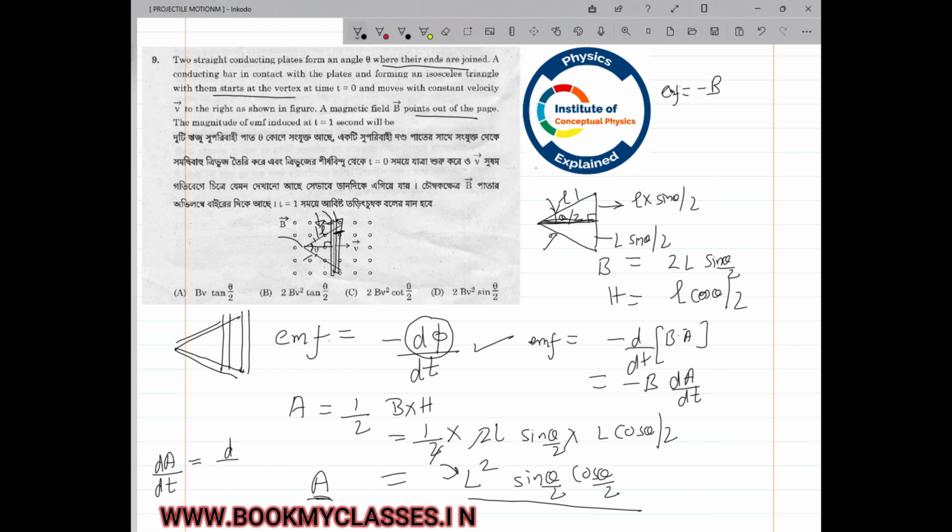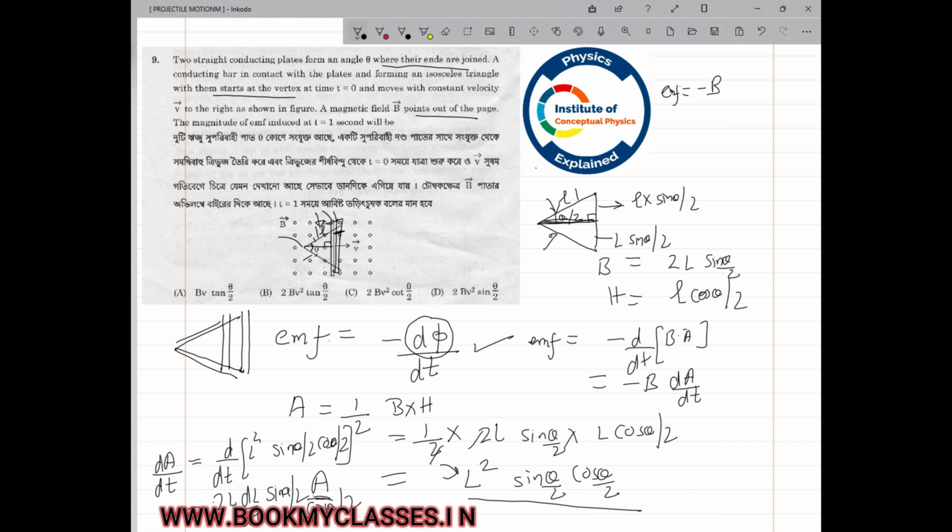So I will say, okay, d by dt of L square sine theta by 2 cos theta by 2. Obviously, I'm not doing anything with the angle, so it really makes no difference at all, right? So if I were to take the derivative, I will now get dL, right? So this will become 2L dL by dt, and this is sine theta by 2 cos theta by 2. Just ignore, it's just coming like that, so I'm just writing it. But you know what exactly is happening, right?